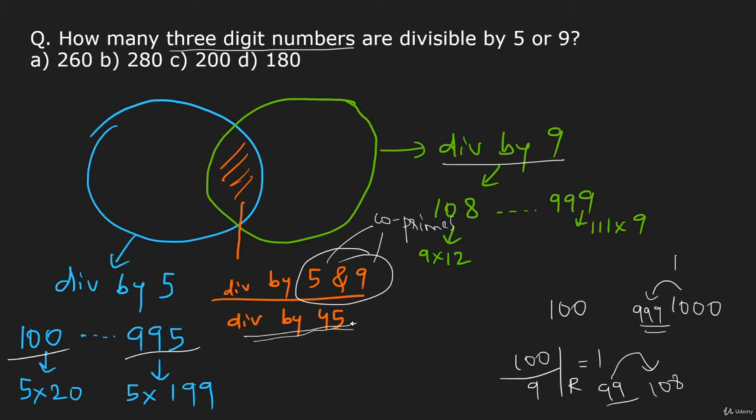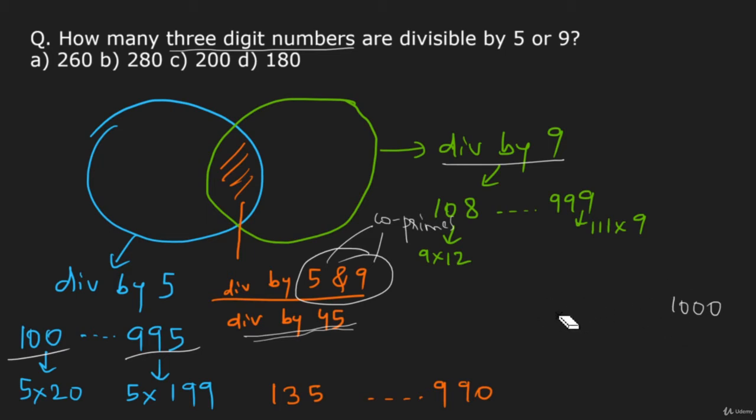So what are the multiples of 45? 45 into 1 is 45, 45 into 2 is 90, so that's close to 100, which is a 3-digit number. So 45 into 3 is 135, and I can see that this set of numbers goes on from 135 till 990, right? Now why 990?